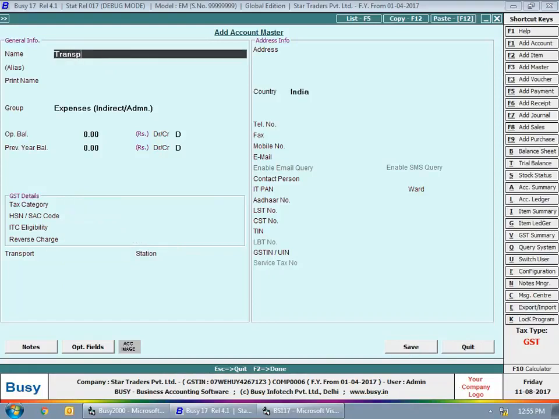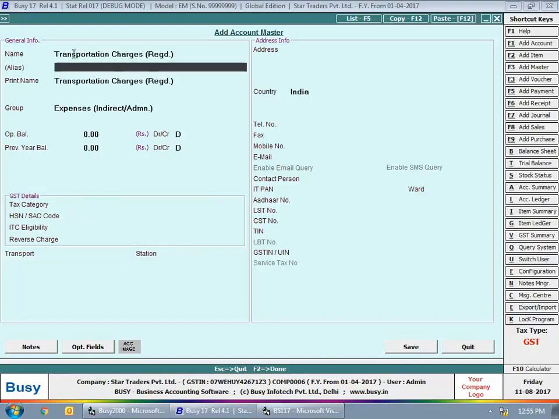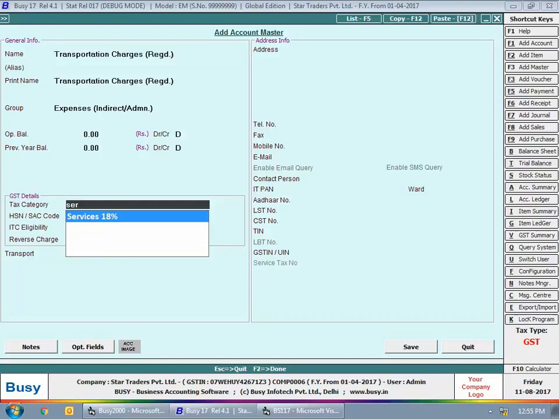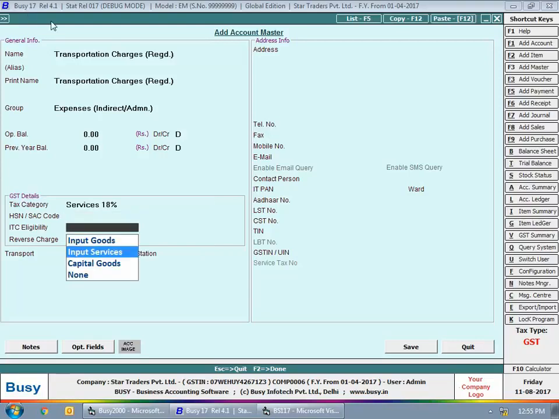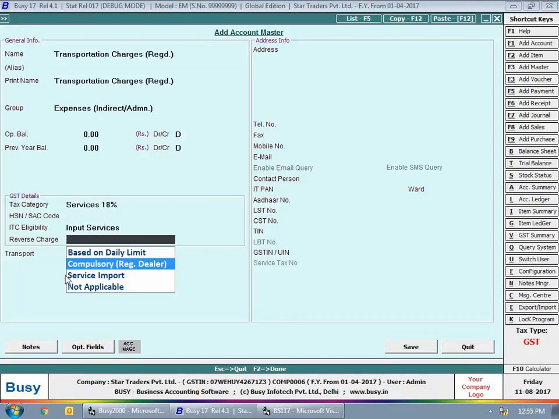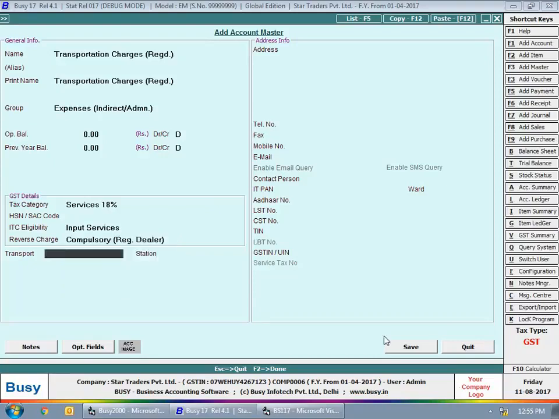Next, we'll create an account for transportation charges registered. That is, we are taking transportation services from a registered dealer. Here, tax category services 18%, ITC eligibility input services and reverse charge compulsory registered dealer. As I have said earlier also, for transporters and law firms, if you are taking service from a registered dealer, then it is necessary to deposit RCM for the services taken. So in this account, we'll take the RCM as compulsory registered dealer.